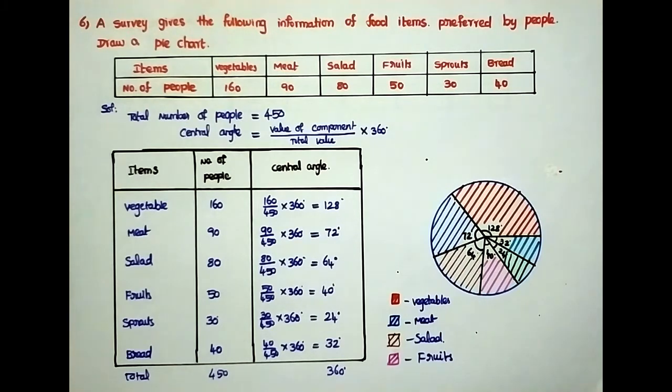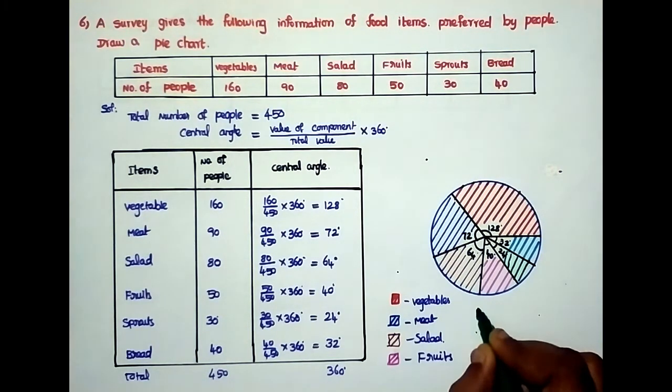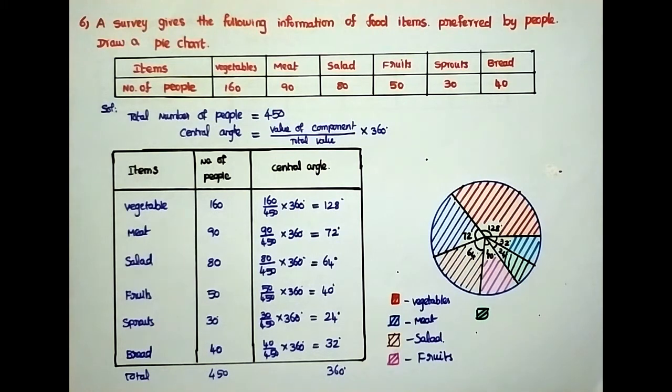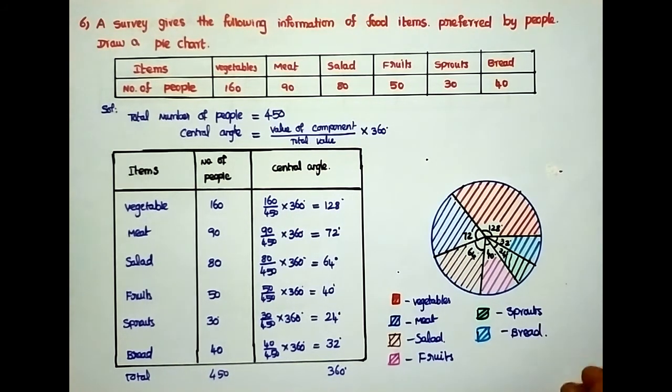Next, green color, what is that? Sprouts. Next one, bread. That is the pie chart. That is the answer.